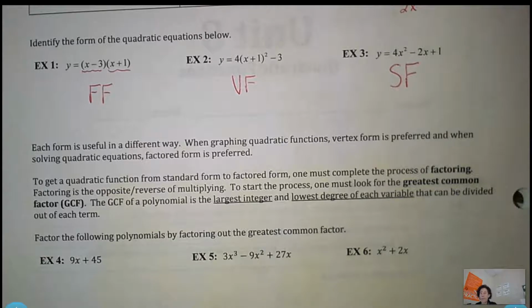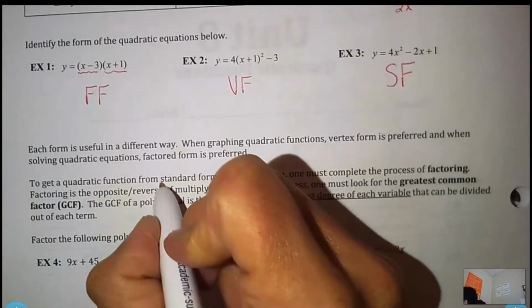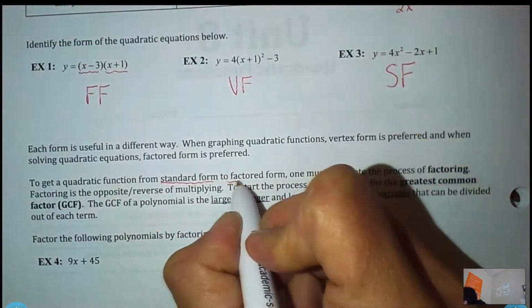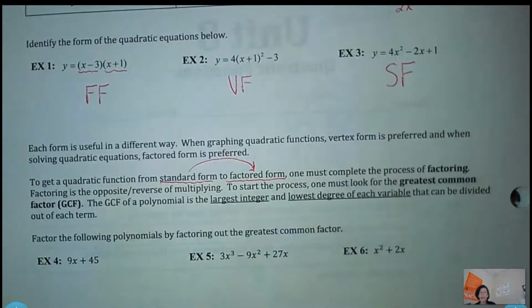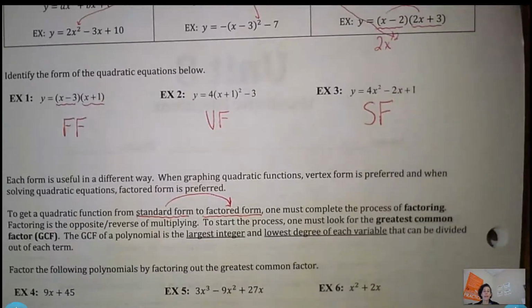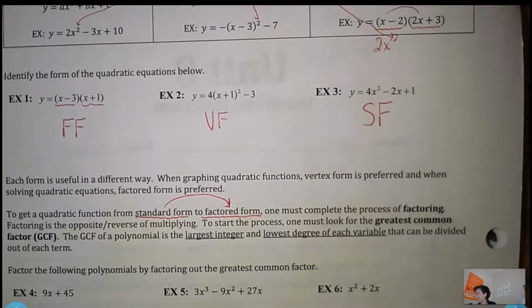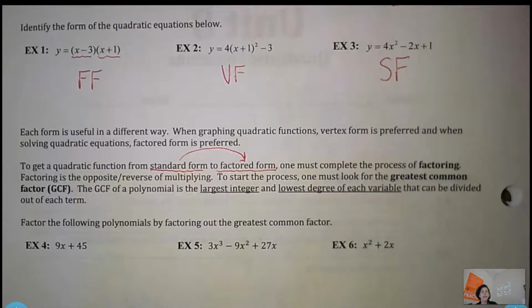So the first thing we're going to talk about is how do you go from standard form to factored form. And to do that, we're going to be looking at factoring. And so there are many steps of factoring. In Algebra 1, you learn about the first set, and then in Algebra 2, you start to learn about the next types of factoring. So the first step of factoring is called the greatest common factor.